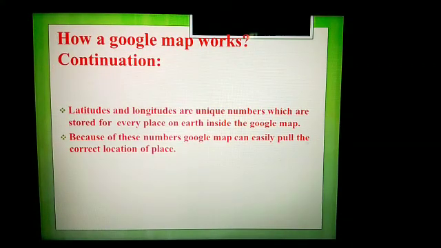Latitudes and longitudes are unique numbers which are stored for every place on earth inside Google Map. Because of these numbers, Google Map can easily pull the correct location of a place. Let us discuss what is latitude.